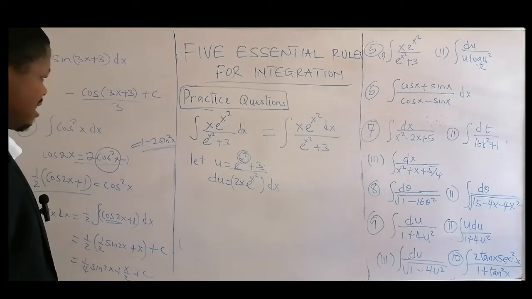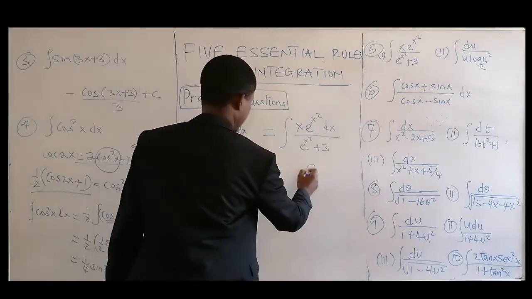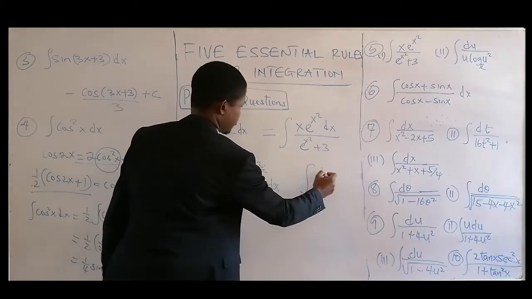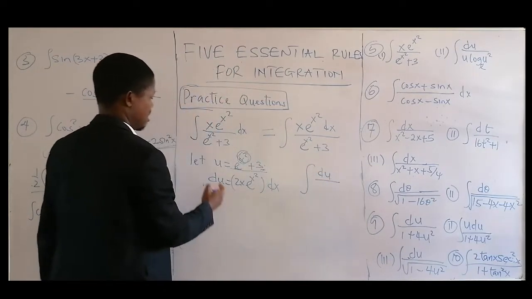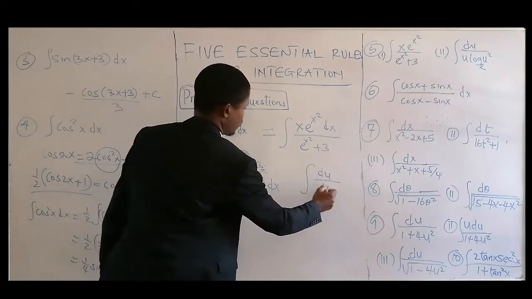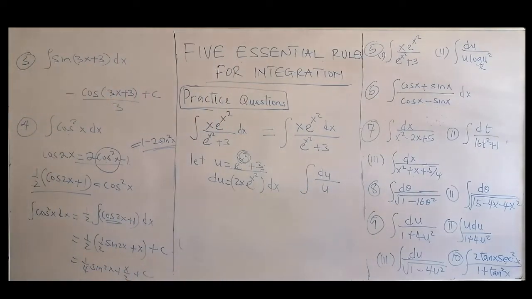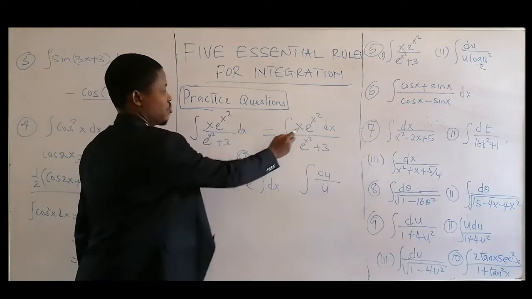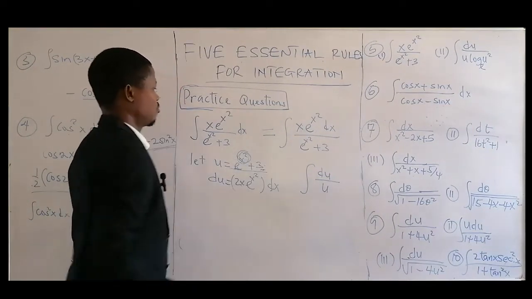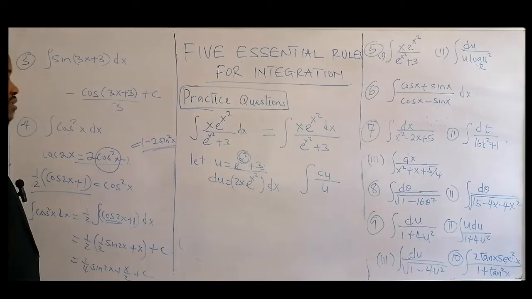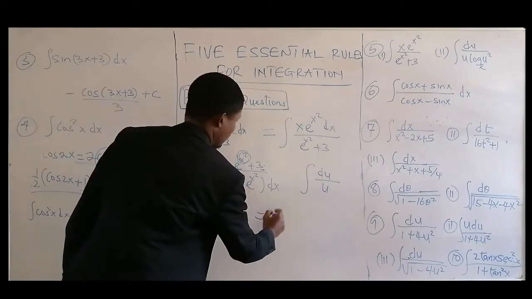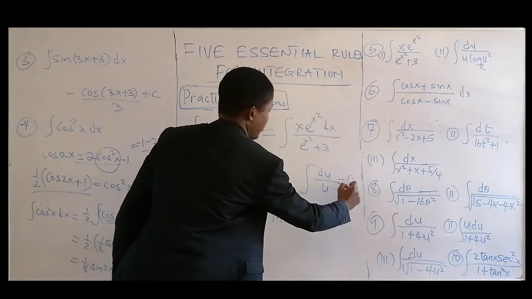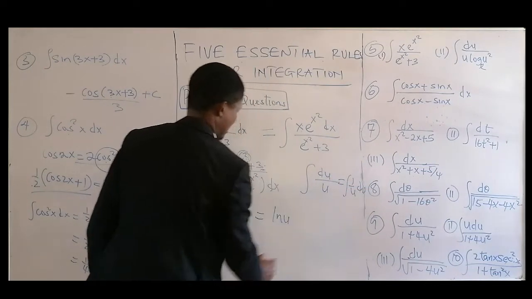Okay? So this will now become the integral of this one is du, the numerator is du, and the denominator is u. Check very well. Your du is 2x e to power x squared, which you have dx. That's your du. So we can now see that we're having ln u. This is written as the integral of 1 over u du.